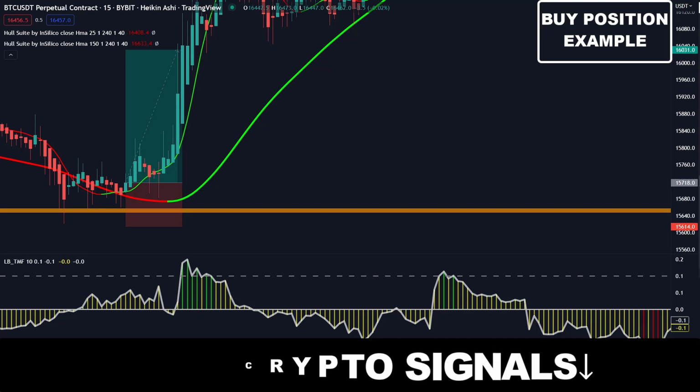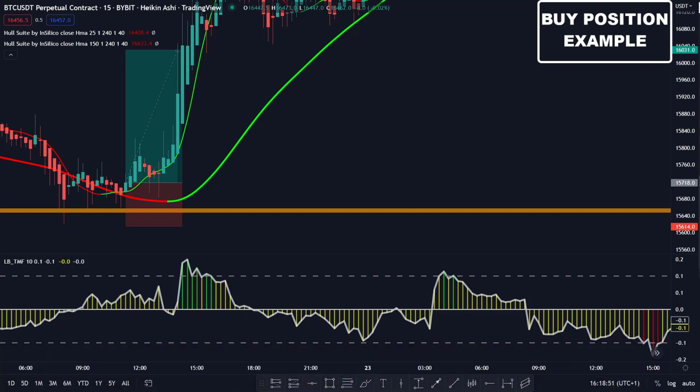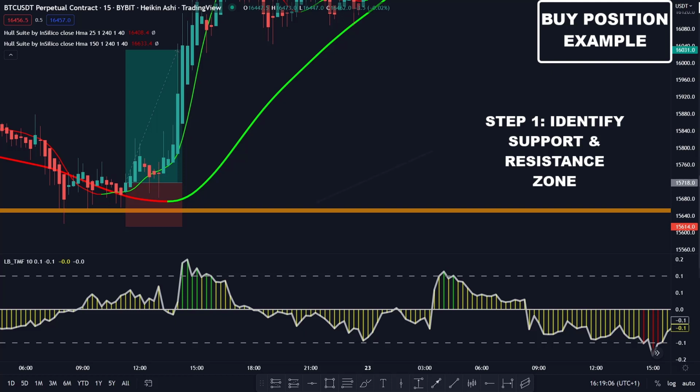To identify a favorable entry point, it's essential to keep a few key steps in mind. Step 1. Identify the support and resistance zones. To take a position in trading, it's crucial to determine the support and resistance zones using previous price movements. These zones are where the price tends to bounce back or reverse.